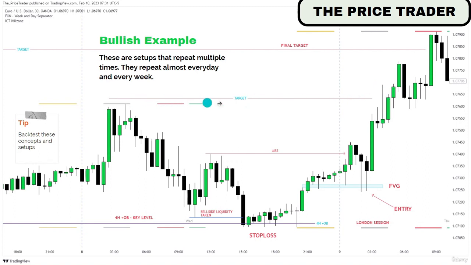This could be a point where you take some partials, and then once you get to the final target, you could book your profits and maybe leave a runner there if the market is willing to expand even higher. So our entry came in at that. This is a 30 minutes chart. So our entry came in at that 30 minutes fair value gap during the London session.